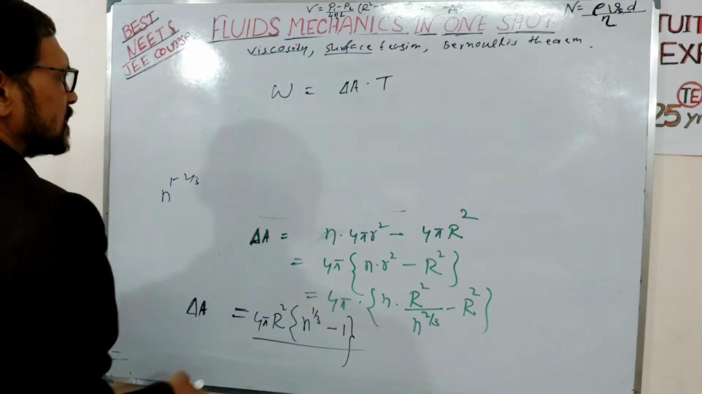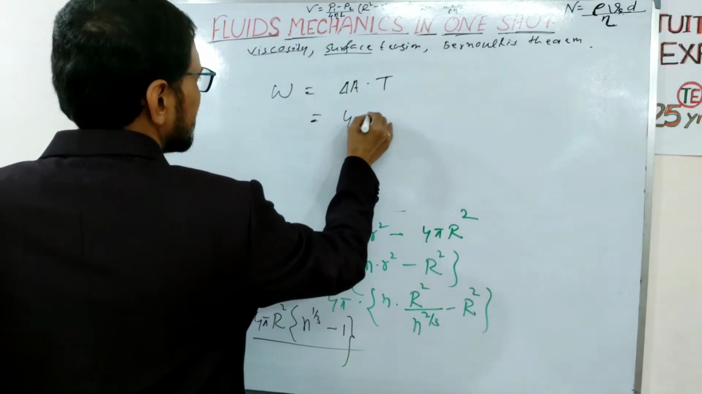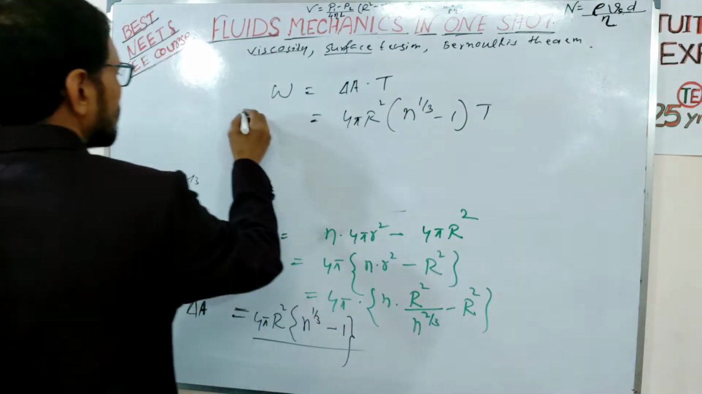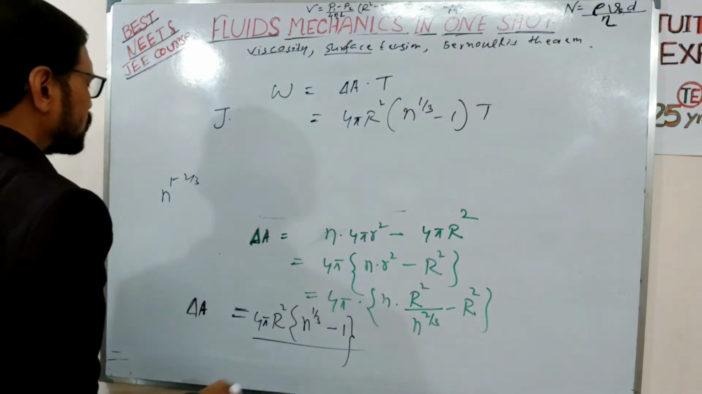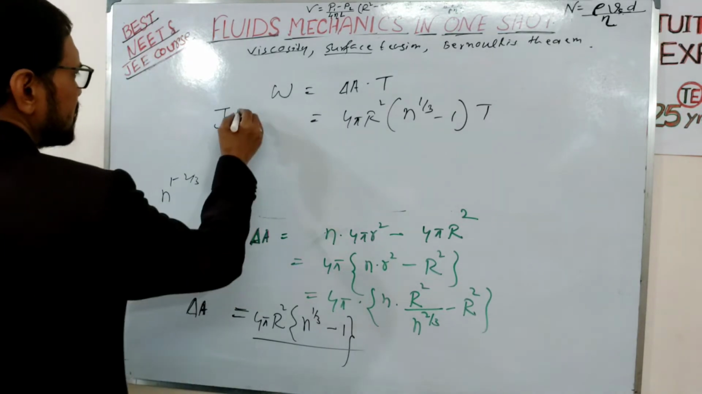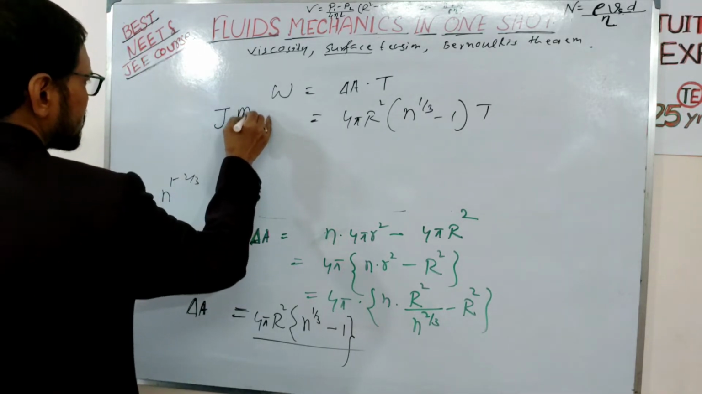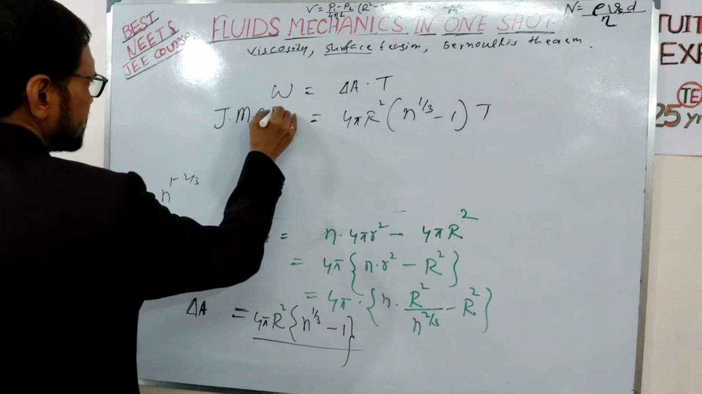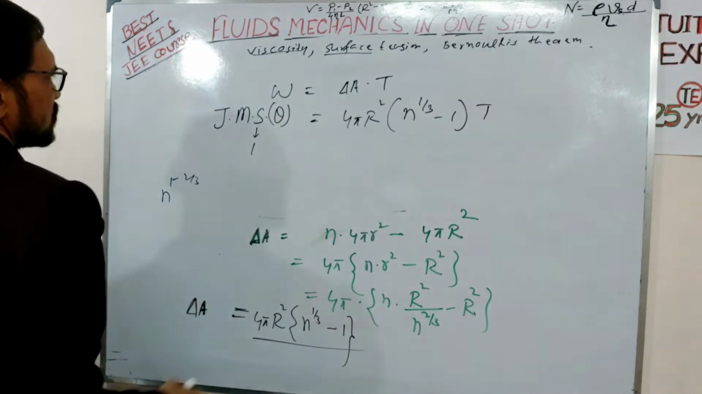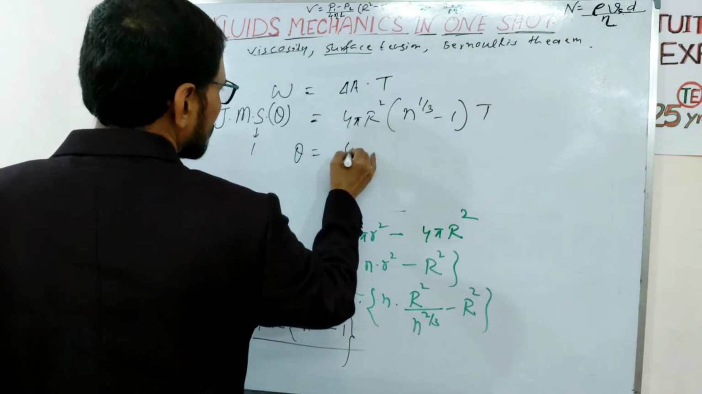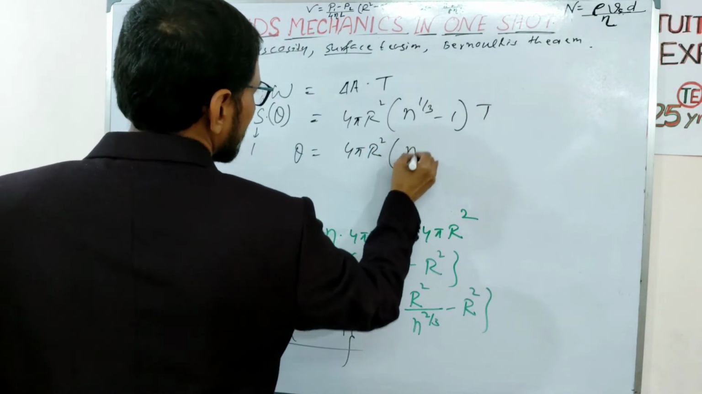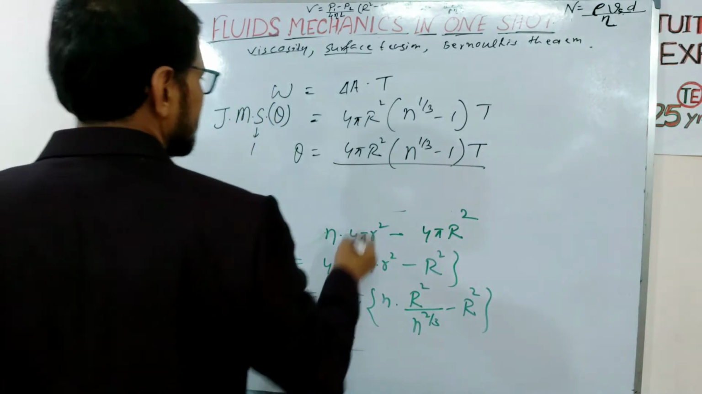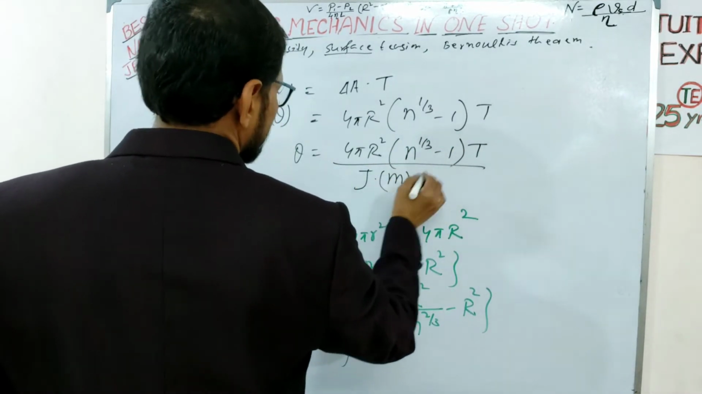The work done is del A into T, so work done equals 4 pi R square into n to the power 1/3 minus 1, into T. Now work done equals J into H, where J is the Joule constant, 4.2 joule per calorie. J into H equals mass M times specific heat of the water droplet, which is 1, times the temperature increase theta. So theta equals 4 pi R square into n to the power 1/3 minus 1 into T, by J into the mass of the ball.